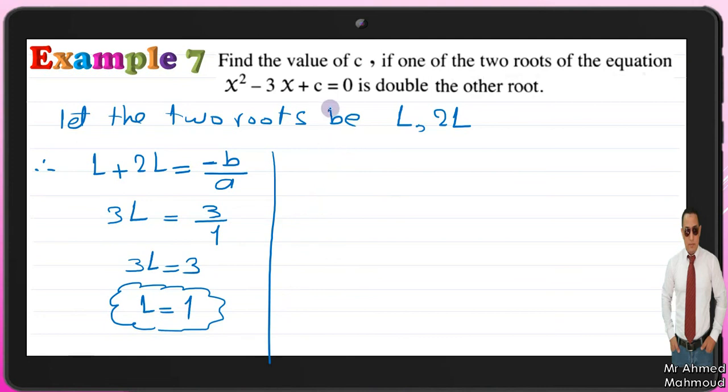Okay, now I need to find C. L times 2L equals C over A, the product. L here equals 1, then 1 times 2 equals 2, equals C over A, which is C over 1, equals C. Then C equals 2.